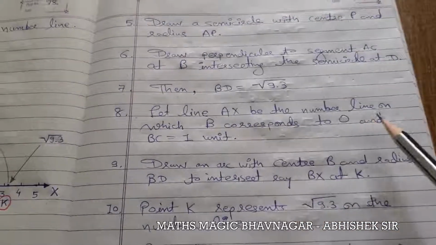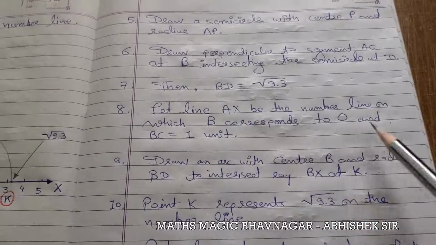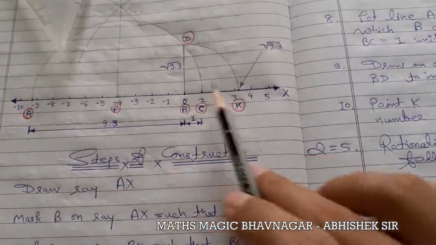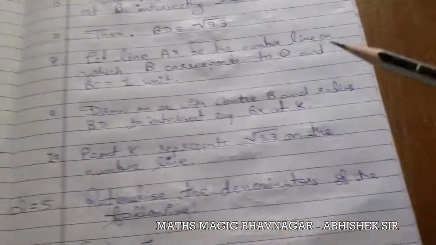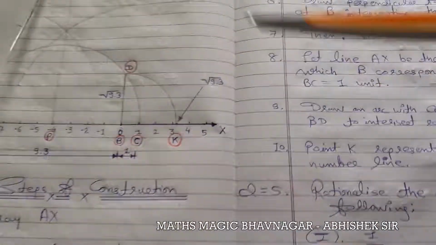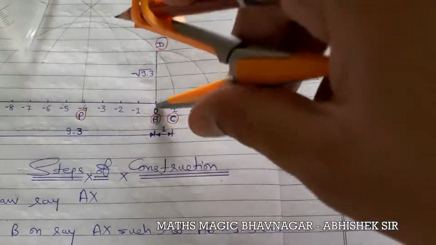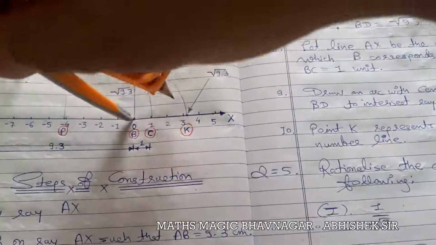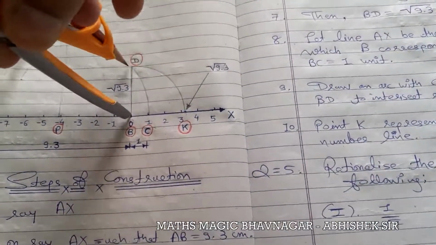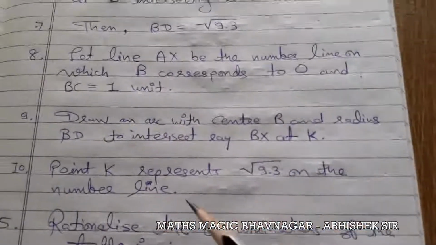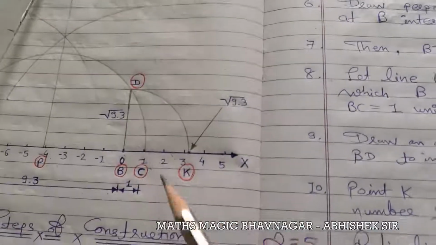Let line AX be the number line on which B corresponds to 0 and BC is equal to 1 unit. Then draw an arc with center B and radius BD to intersect ray BX at K. Now you have to take B as the center and BD as the measurement, and extend this BD measurement on the number line BX. You will get point K. Point K represents root 3 on the number line.